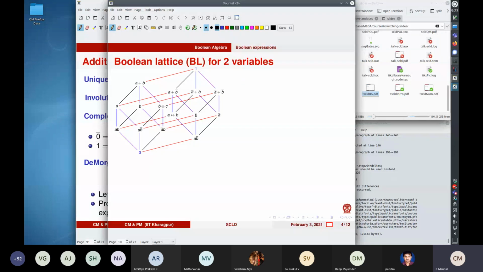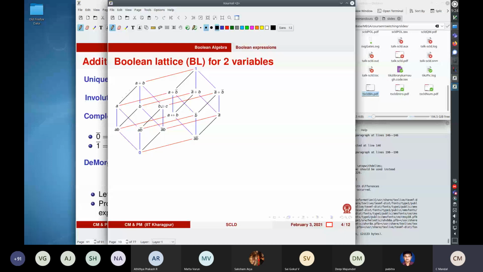So if you consider the join of AB and AB bar, you have this element in the lattice, which indicates that you're satisfying property A, and so on. So these are various.